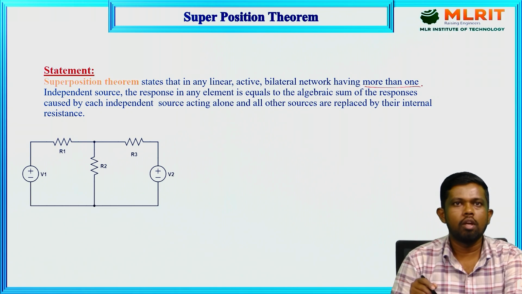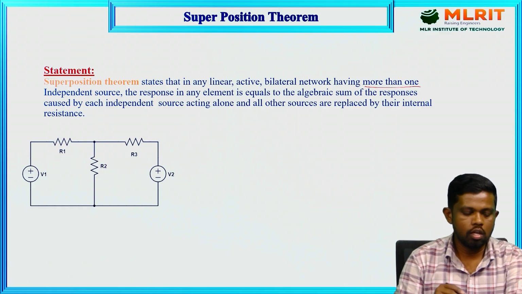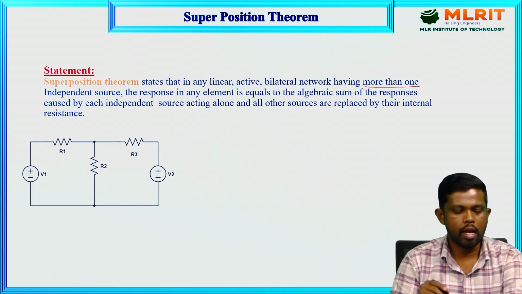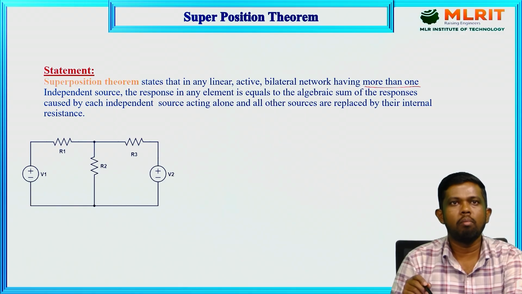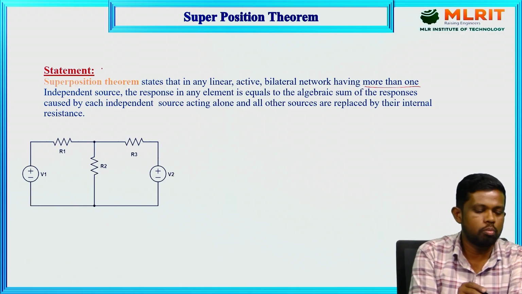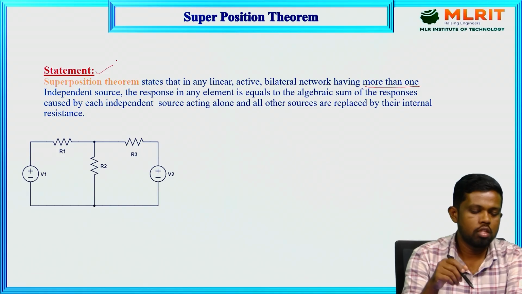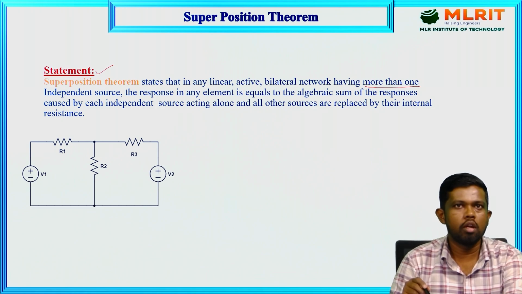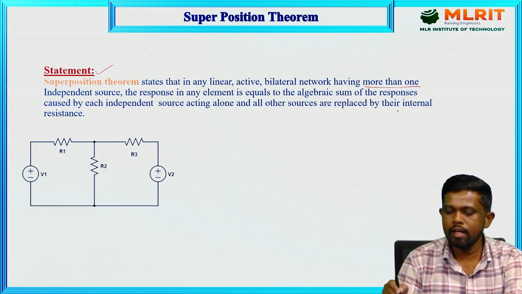the response of any one of the branches is equal to the algebraic sum of the responses caused by individual sources, and the remaining sources can be replaced by their internal resistance. That is the statement of the superposition theorem. Simply, in any linear bilateral two-terminal active network consisting of two or more independent sources, the response of any one branch equals the algebraic sum of the responses caused by individual sources, while the rest of the sources are replaced by their internal resistance.